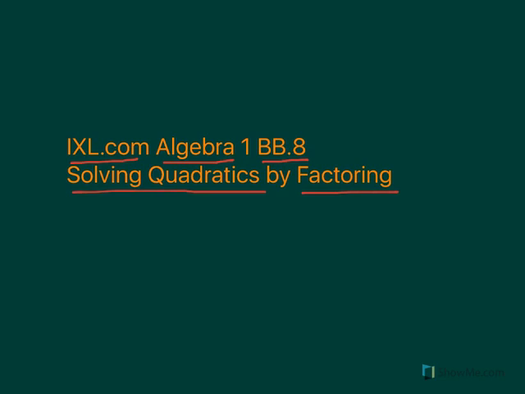This is going to be very similar to the last section, BB.7, where we have our factors set equal to 0, and you look to see where each factor could be 0. The only difference is you're going to need to create the factors. In the last section it was already factored for you, so you might have had one factor multiplied by another factor equal to 0, and you were just looking to see where this factor was 0 and where that factor was 0.